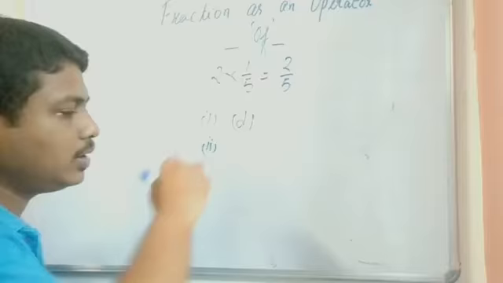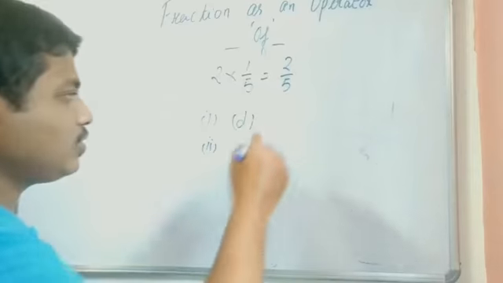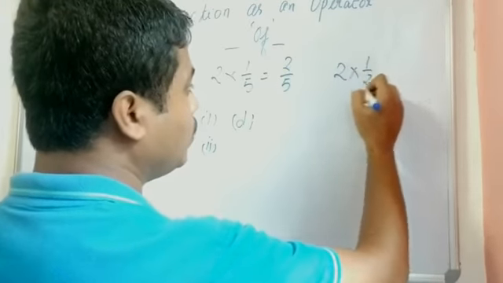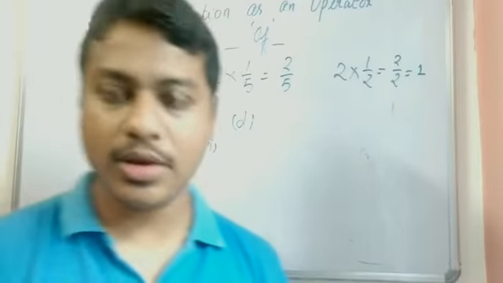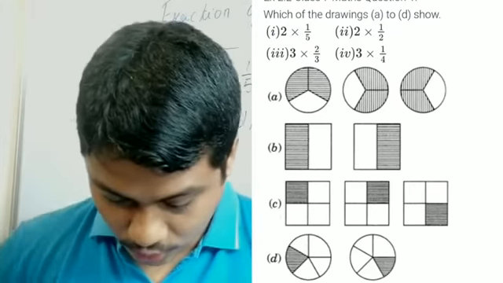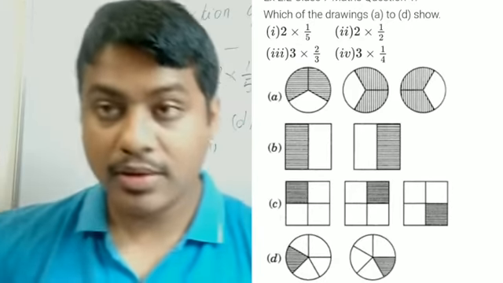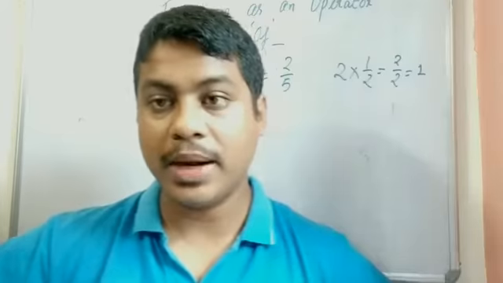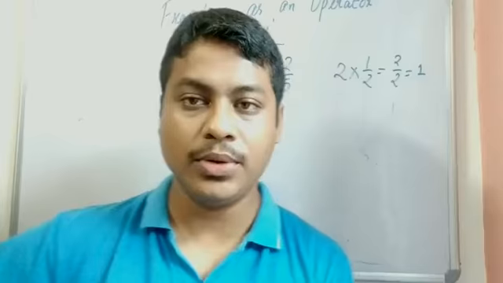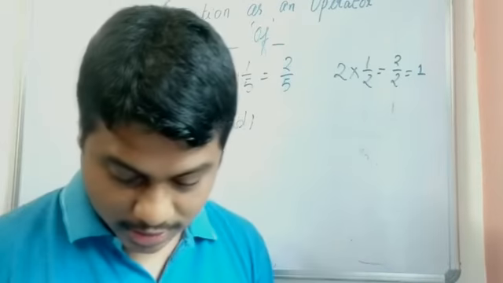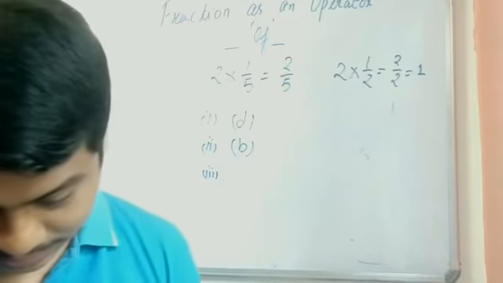Then go to question number 2. Question number 2 is 2 into 1 by 2. So 2 into 1 by 2 is 2 by 2, which means it will be equal to 1. Now you see in your options A, B, C, D. If you see option B, the first is 1 by 2, the second is also 1 by 2. So 1 by 2 plus 1 by 2, which is 2 into 1 by 2, means the total will be representing 1. So the option is B.